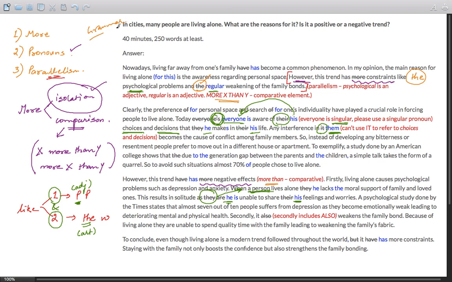Overall, the answer is well constructed, and I think if these grammatical mistakes, these grammar problems, can be solved, she can really score 7+.